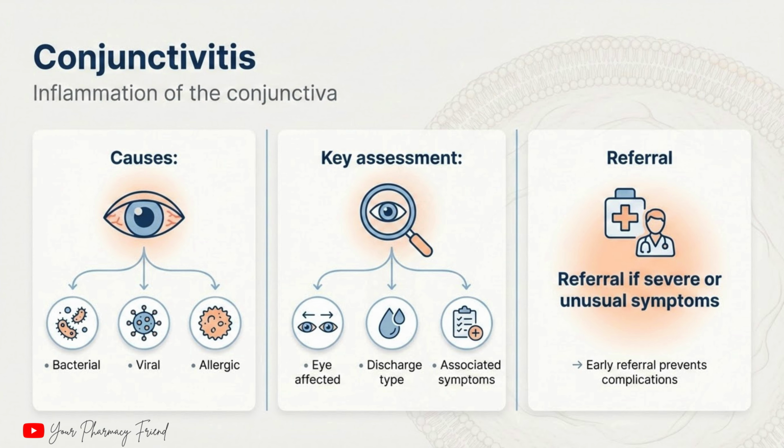Conjunctivitis refers to inflammation of the conjunctiva and may be caused by bacterial infection, viral infection, or allergy. As pharmacists, your role is to differentiate between these types based on clinical features and determine whether OTC management is appropriate or referral is required. Careful history taking is essential. You must assess which eye is affected, the nature of discharge, associated symptoms, and the severity of presentation.